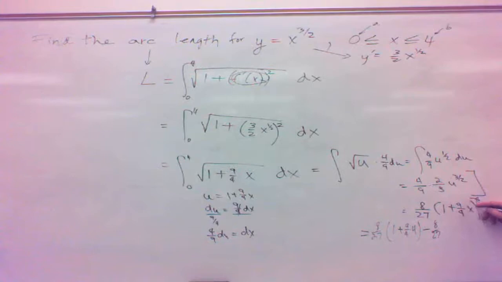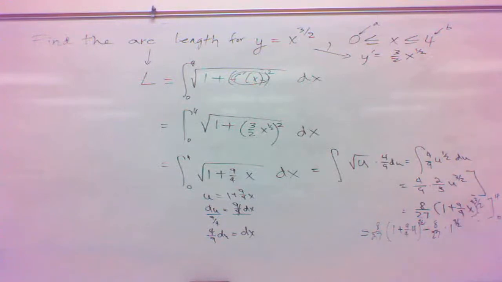The x works out real good too, because if I plug in x to be 0, that's just 1, isn't it? 1 to the 3/2. I lost some of my notation there, sorry. It's 1 plus 9/4 to the 3/2. Ooh, that would have been bad. Sorry about that. So don't forget your 3/2 power there. 1 plus 9/4 x to the 3/2. So this would be, plug in 4, 1 plus 9/4 times 4 to the 3/2, and then 8/27, x is 0, so that's just 1 to the 3/2, so that's just 1.